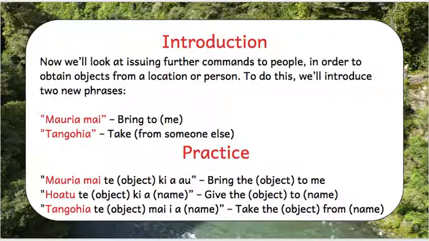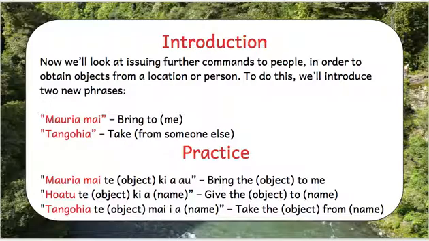So these are some other commands that you can give to people in order to obtain objects from a location or a person, rather than just ho mai te puka puka, pass me the book. We can extend it further, and there's two new phrases, right? One of them is mauria mai, bring to me, tangohia, take from someone else, right?